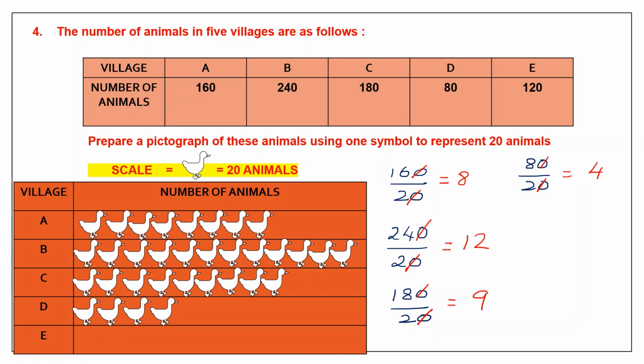Okay, now let's go on to village E. Village E has 120 animals. Now we're going to divide this by 20. Now let's see how many animals are there in village E. So 2 6s are 12. So we have to draw 6 animals here. 1, 2, 3, 4, 5 and 6. So we have drawn our pictograph based on the table that's given to us and the scale. It's very important that we follow the scale. So we've finished question 4.